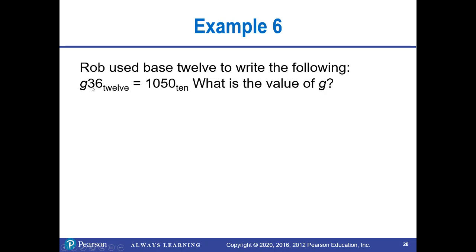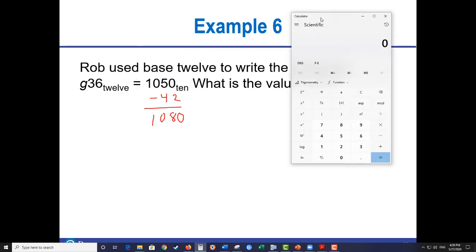So we know that we have 3 groups of 12, that's 36. And we have 6 groups of 1, that's 6. 36 plus 6 is 42. 1,050 minus 42 is 1,080. And then we can use a calculator to see, does 144 go into 1,080 evenly? And it does not. There's something wrong here.